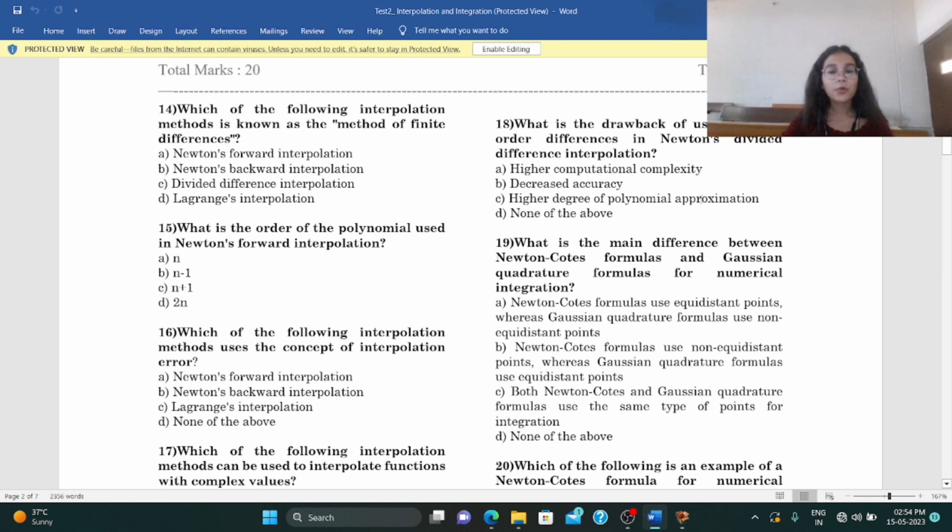Question 15. What is the order of the polynomial used in Newton's forward interpolation? Option A, n. Option B, n minus 1. Option C, n plus 1. And option D, 2n. And the answer is B, n minus 1.